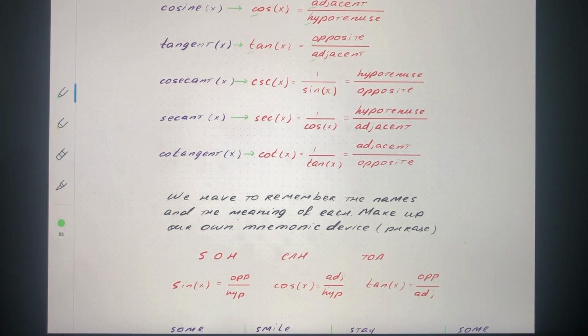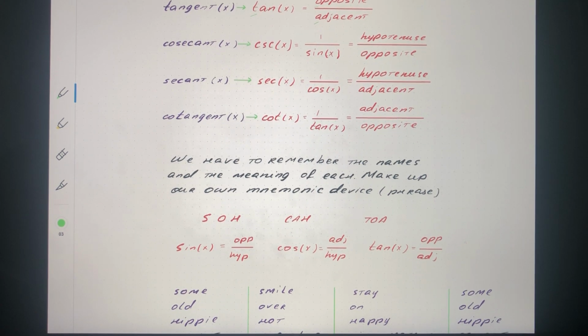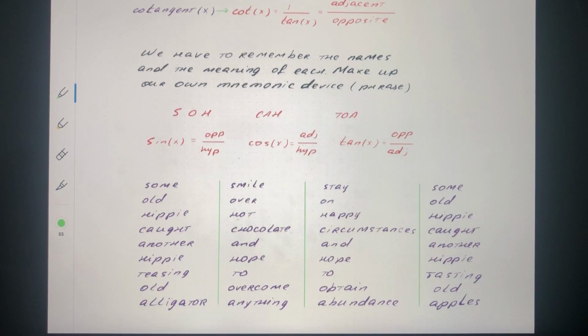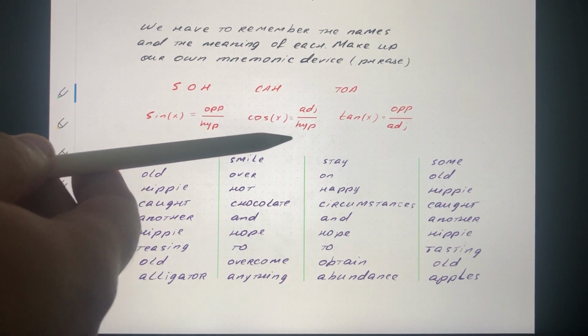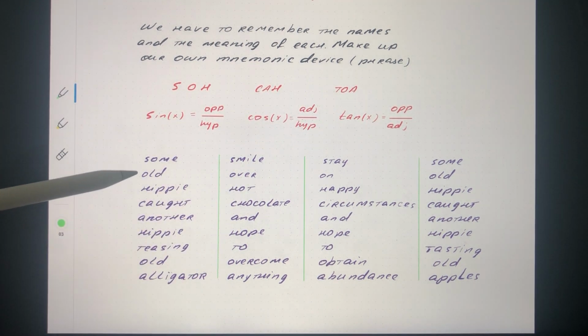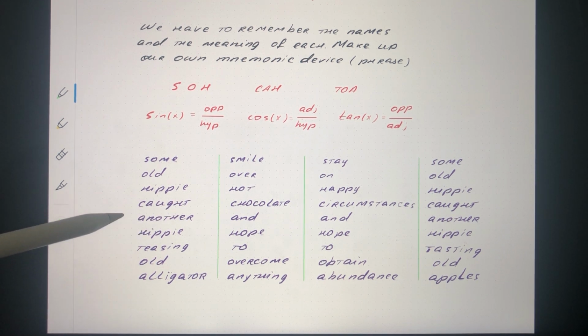Now, we might come up with a phrase to remember those first letters as well. So here are some examples just for fun. One of them is: some old hippie caught another hippie teasing old alligator. And that is exactly the same letters: S-O-H, C-A-H, T-O-A. Whatever phrase we can come up with the same letters that makes us happy and makes us remember this information, that's a phrase to use.